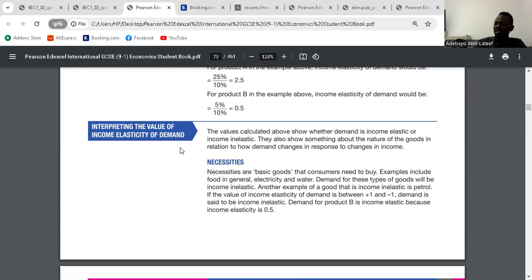So let's go to necessities. For necessities, we are talking about goods, our basic needs that our living depends on. For this type of goods, no matter what happens to our level of income, we tend to buy them. So it is always income inelastic. Clear. Another example of goods that are income inelastic is petrol, fuel. No matter what the price is, in as much as you have a car, you have to fuel it. Yes or no? Yes. So it is always income inelastic.